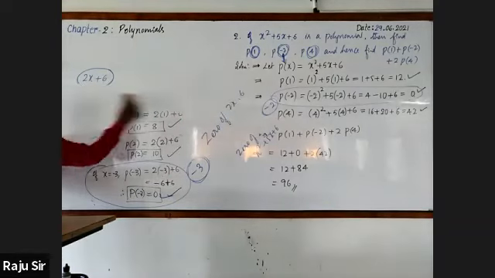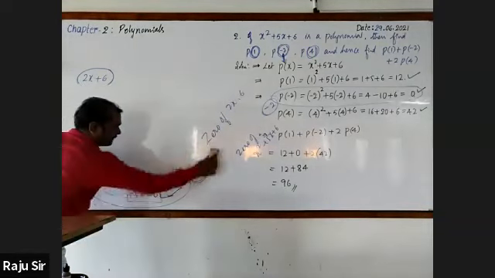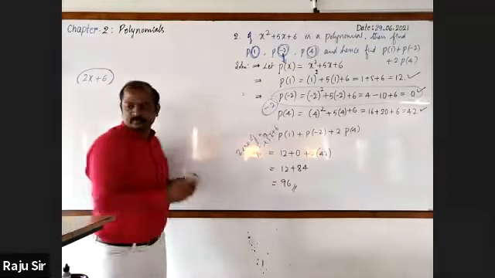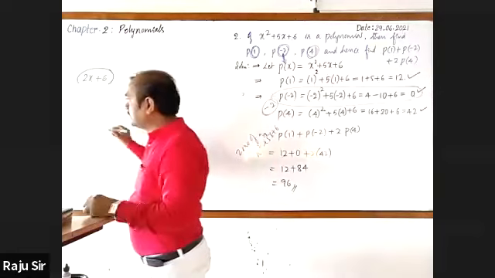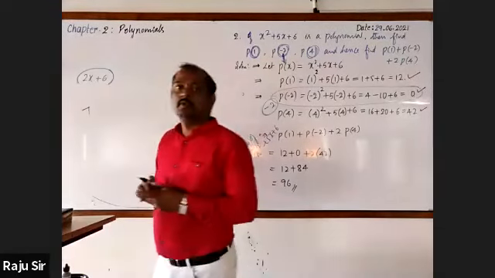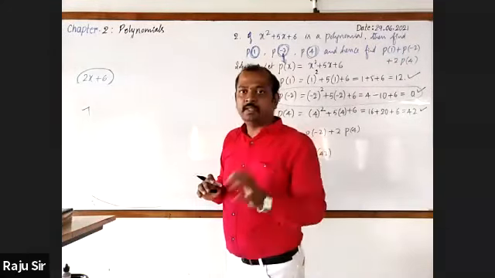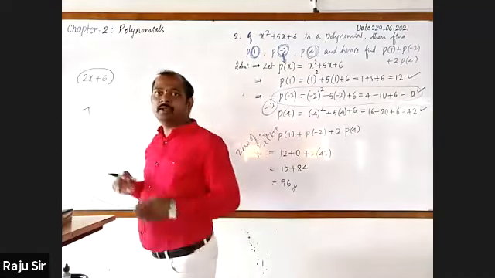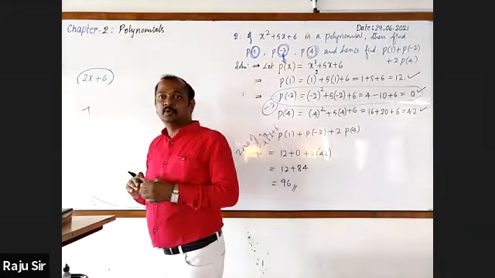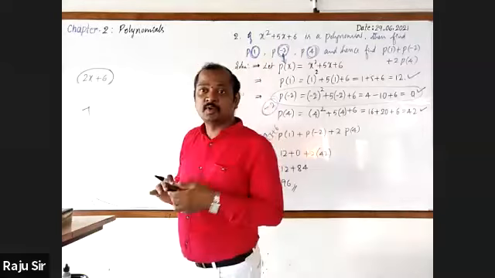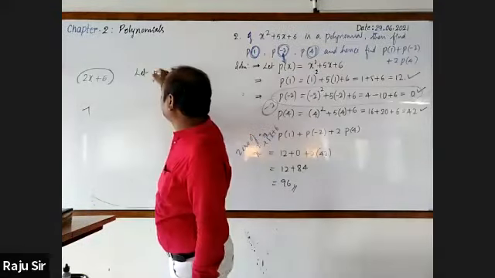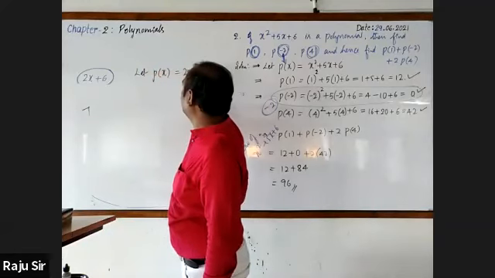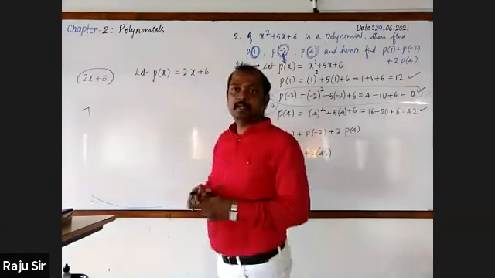I'll take the polynomial 2x plus 6. Now, I take 7. Do you say 7 is the 0 of this polynomial? Don't know. Let us go for checking it out. I'll take the given polynomial as p of x.